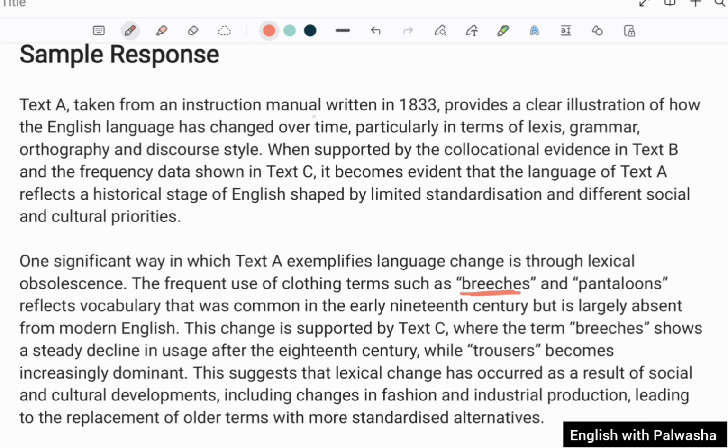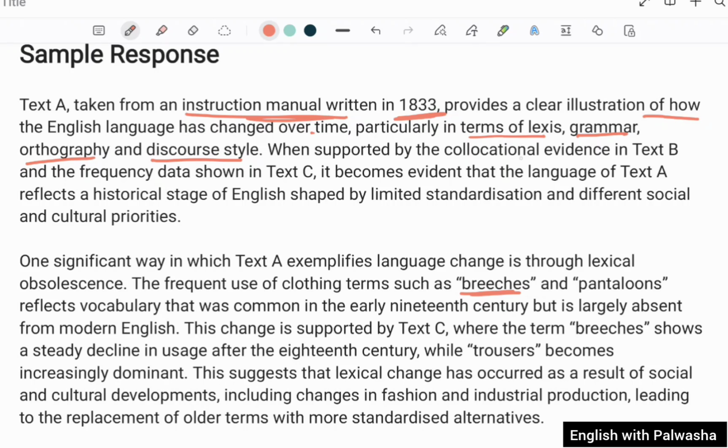Text A, taken from an instruction manual, but you can change the genre to wherever your Text A is taken from. You can change the year. It provides a clear illustration of how the English language has changed over time, particularly in terms of lexis, grammar, orthography, and discourse style. These are the sentences you have to embed.